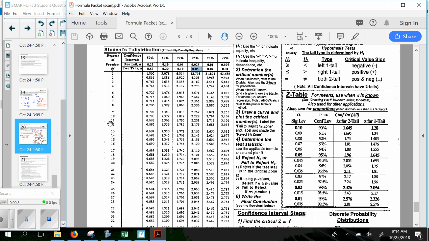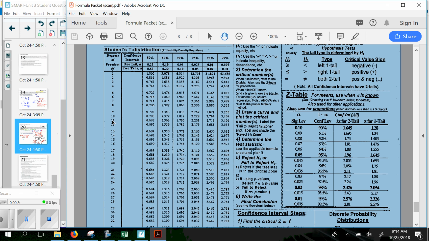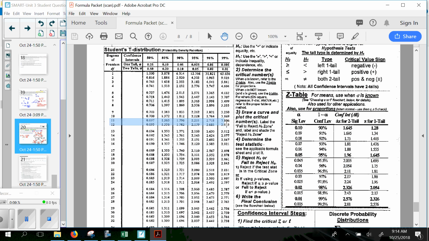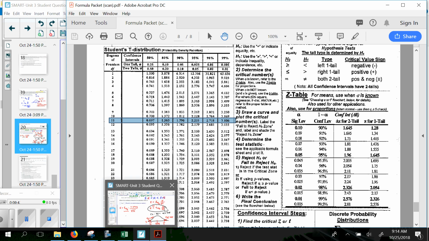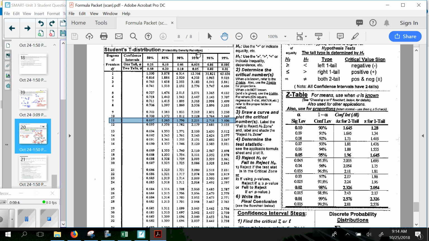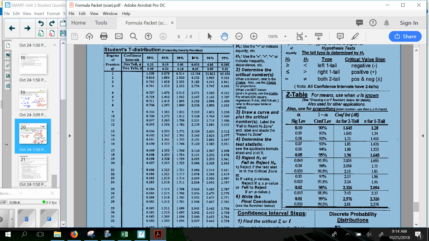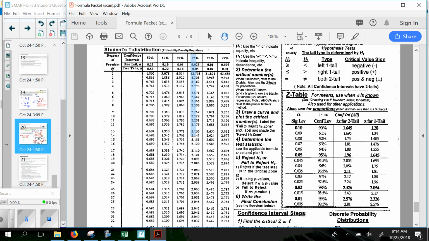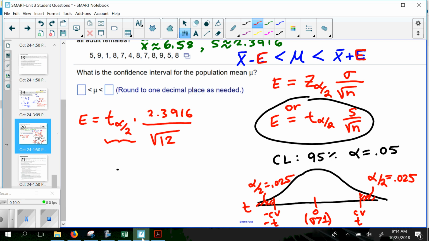And again, we were in the row with 12 sample size, and 11 degrees of freedom. So we're in this row, this column, right? So you can see that my critical value from the t-table is 2.201. All right, so let's go ahead and write that down.